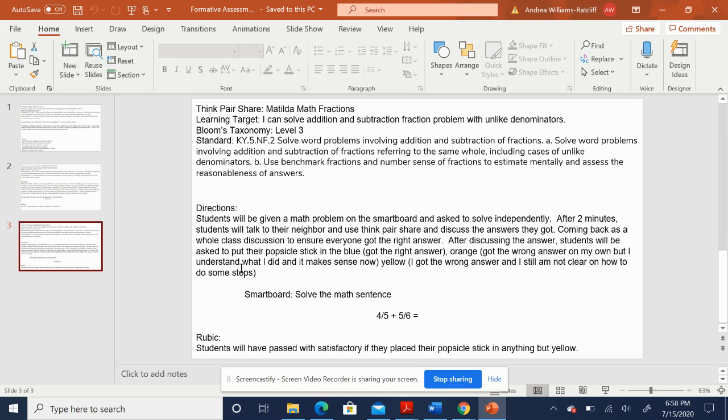So let's look at the directions. Students are given a math problem on the smartboard and asked to solve it independently. After 2 minutes, students will talk to their neighbor and use think, pair, share to discuss the answers they got, coming back as a whole class discussion to ensure everyone got the right answer. After discussing the answer, students will be asked to put their popsicle stick in the blue, got it right, orange, got it wrong, and yellow, still unclear.